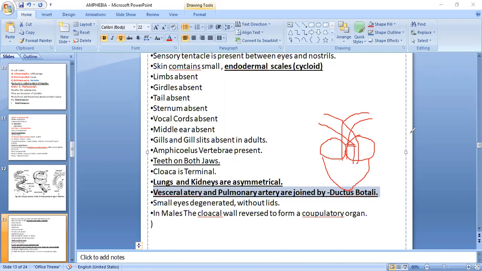This is very, very important. It was asked in many exams. So ductus botali means the pulmonary artery and visceral artery are connected by a small duct tube. So that is called ductus botali. Okay, ఈ పాయింట్ కూడా మీరు గుర్తుంచుకోవాలి.